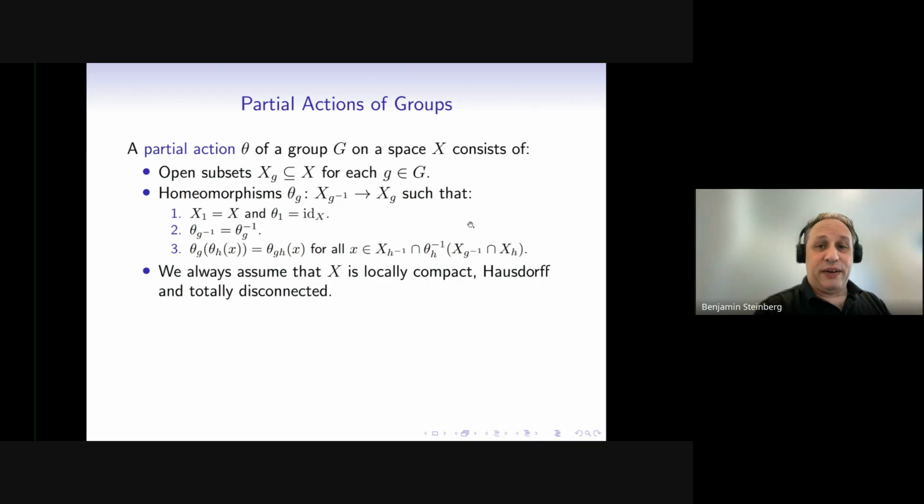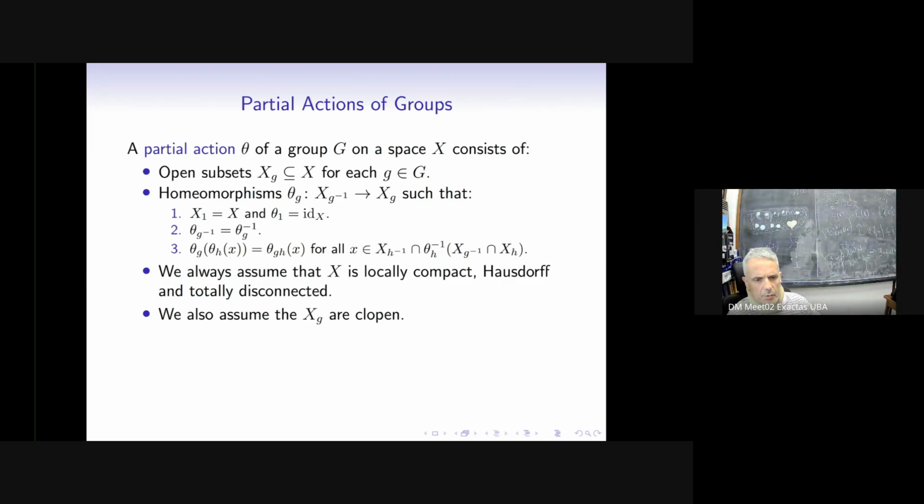In this talk, we're going to always assume that X is locally compact, Hausdorff, and totally disconnected. I'm also going to assume that the X_g are clopen. That's not really necessary, but it's convenient for what I'm doing because it guarantees that the continuous functions with compact support on X_g have an identity, and that makes life a little bit better.